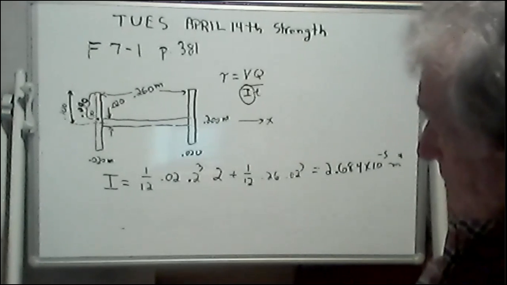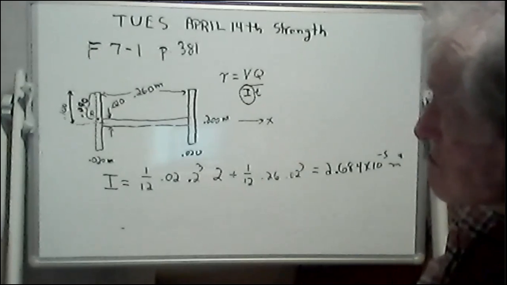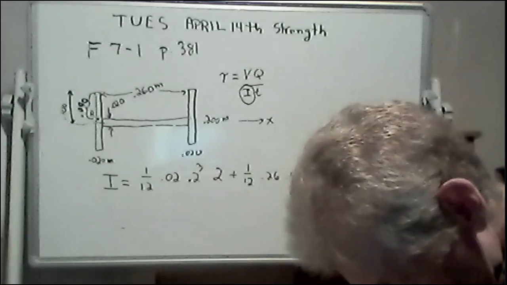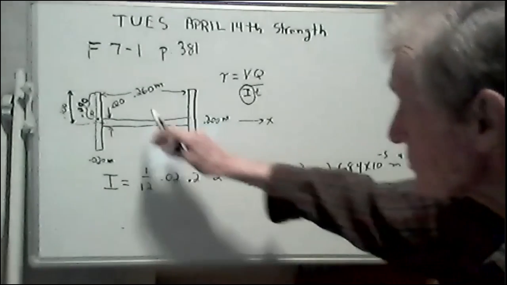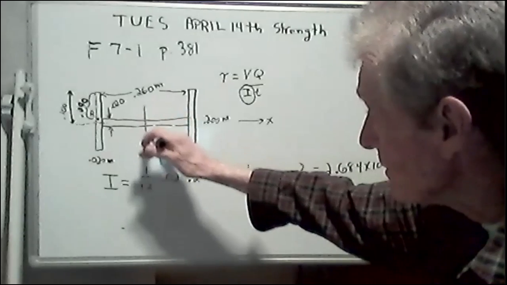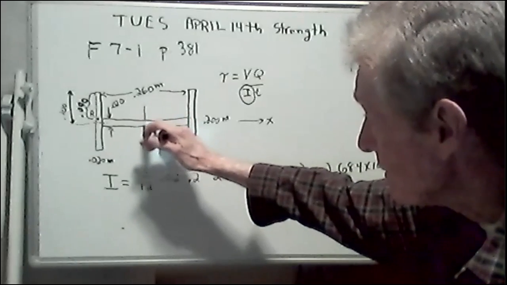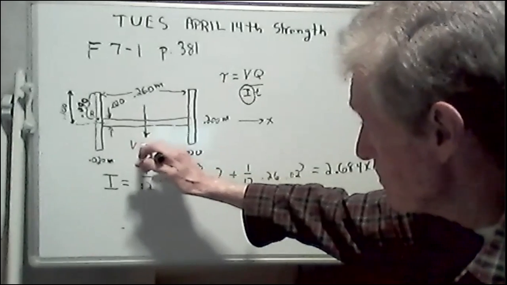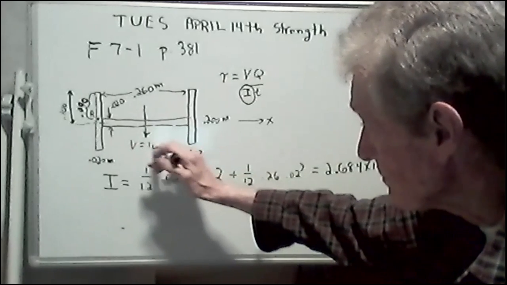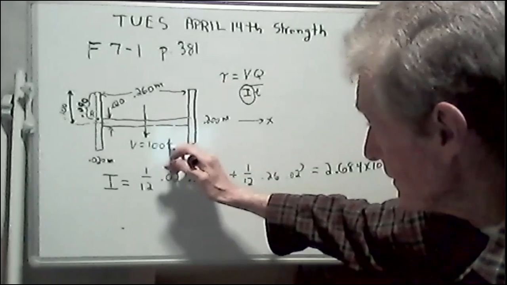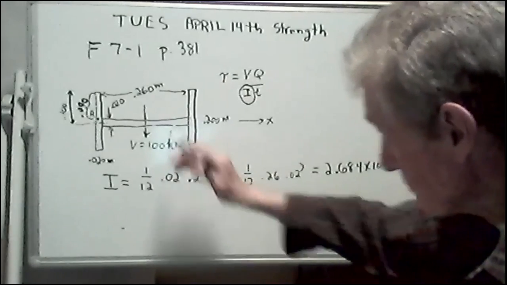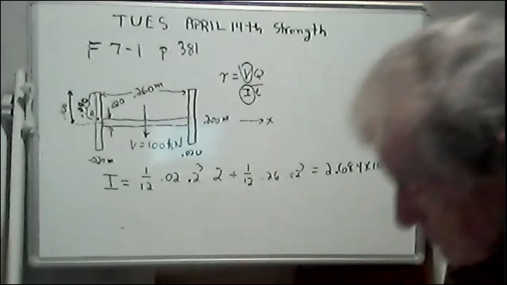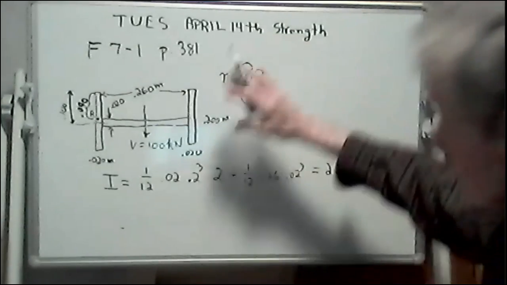Okay, now next, V. I think they give you V. Read the problem. It says V is 100 kilonewtons. We'll just draw it. Here it is. There it is. V is 100 kilonewtons. So we'll circle that. We got that. Now let's get this Q thing.